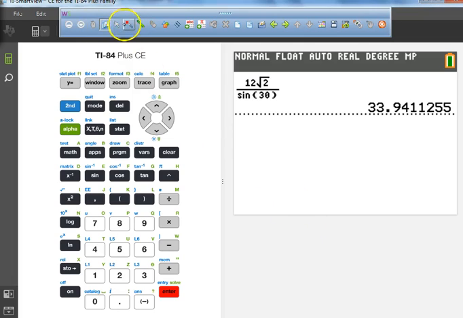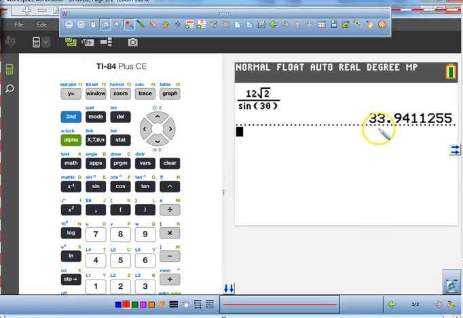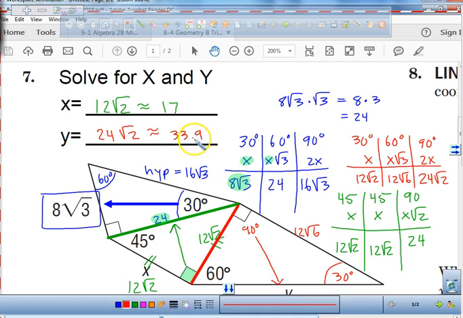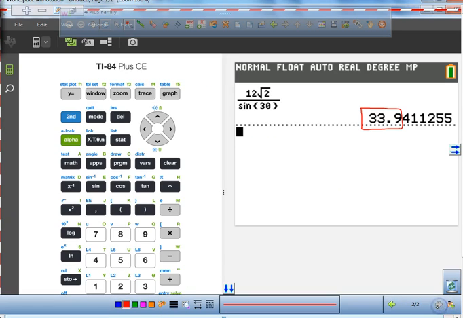Now, what did we get? 33.9. What did we say that was approximately? You see that answer right there? It matches, all right? So 24 radical 2, that's the exact answer. Okay? What was the approximate answer? 33.9. What did we do differently on this one?